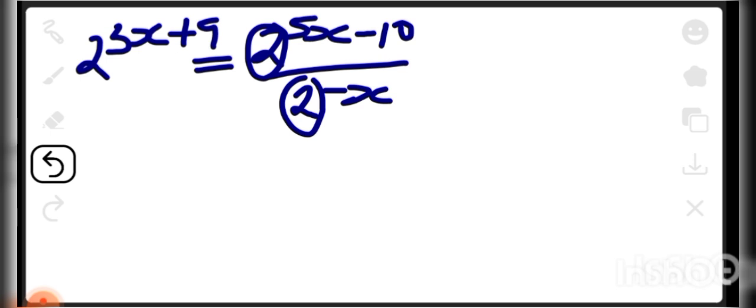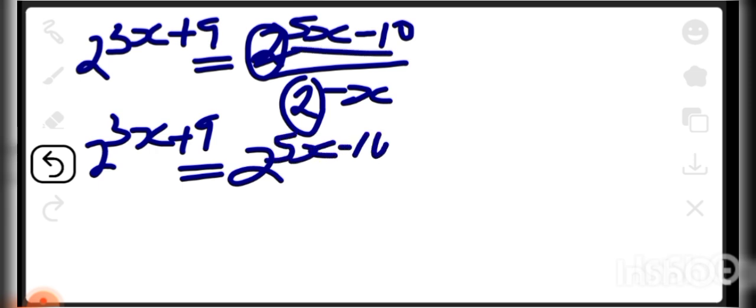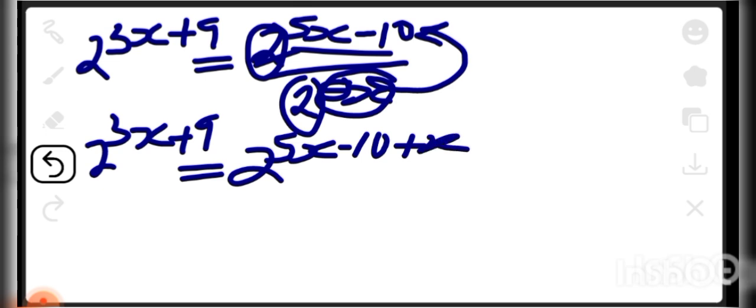So let's apply that now. We are now going to have 2 raised power 3x plus 9 equal to 2 raised power 5x minus 10, then you just move this one upward to go and meet this power. As it's going up, the sign will change. If it was positive, we change to negative; negative, we change to positive. This one was negative before, we now change to plus x, positive. That is all. You are good to go now.